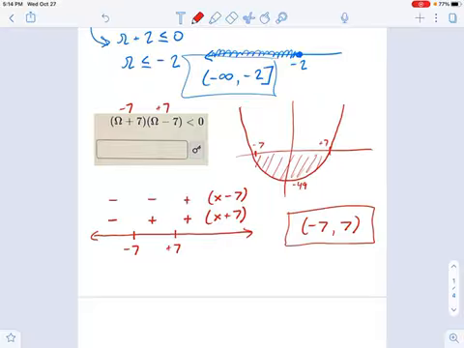And now I work my way down by multiplying these together, just like they're multiplied right here. Okay, so negative times negative makes it positive. Negative times positive makes it negative, and another positive over here. And I say to myself, where's it negative? Well, right there. That's negative. And that is from negative 7 to 7 on the number line.